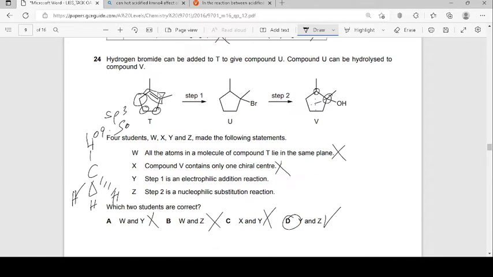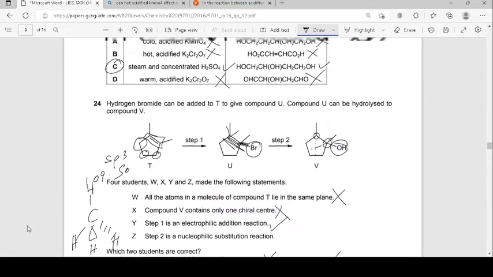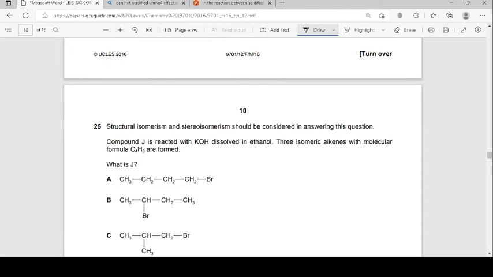That's right, because this is a double bond and you're adding a hydrogen and a Br to that. So that is right. Step 2 is the nucleophilic substitution, right? That's because you're substituting one nucleophile for the other. So Y and Z are right. Good job. D is your answer here.